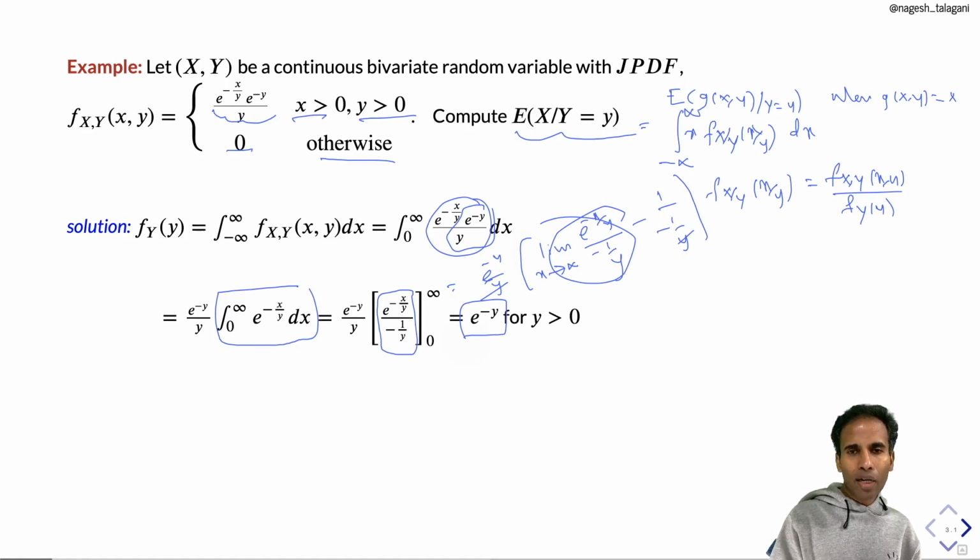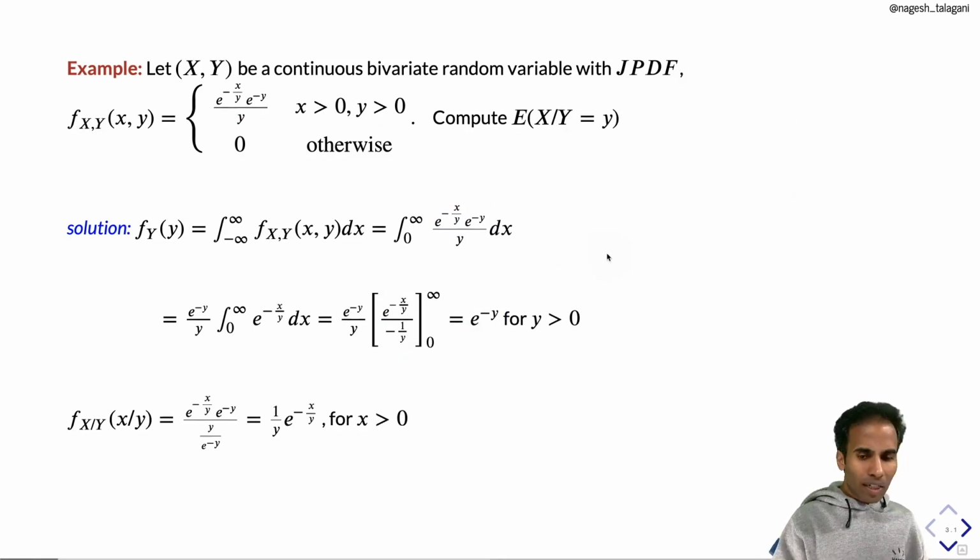Now let's write down the conditional PDF of x given y. Let me clear this. Now the conditional PDF of x given y is the joint PDF of x, y divided by the marginal PDF of y. This e power minus y cancels. So we have 1 by y e power minus x by y for x positive. This is the conditional PDF of x given y.